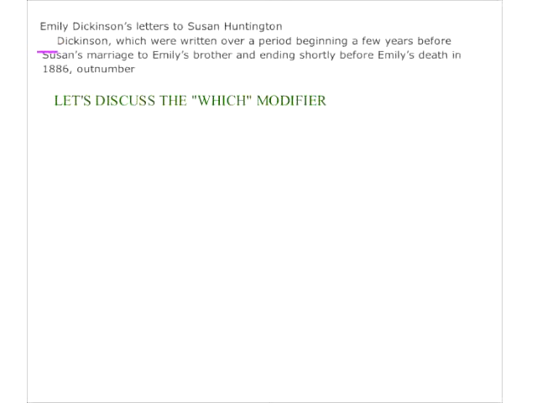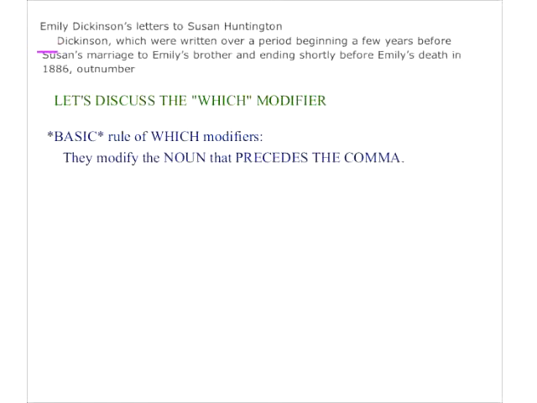Let's talk about how that can work, because the rule we teach in the book is a little bit on the rigid side. It's purposely a little bit overly rigid so that people get used to the rigor of the rule. We don't really want to introduce all these subtleties at the same time. But once you learn the basic rule of which modifiers, let's come back to that real quick. The basic rule of which modifiers is that they modify the noun that precedes the comma. This is the first thing you generally tend to learn about which modifiers.